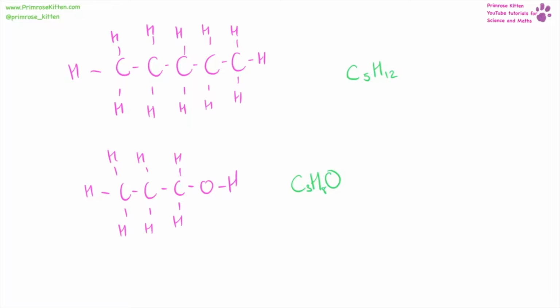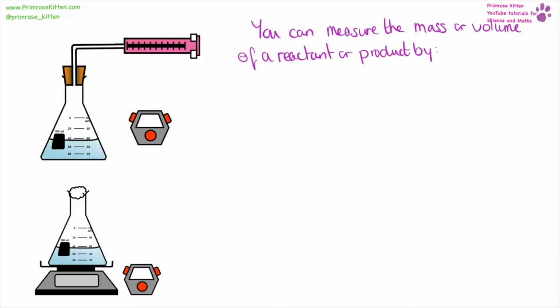It's really important that you write things in the right size and in the right place. So that is incorrect because your numbers are too big. That is incorrect because your numbers are in the wrong place. You can measure the mass or volume of a reactant or product by collecting the product, say in a gas syringe, or using a scale or balance to look at how the mass changes as a reaction progresses.